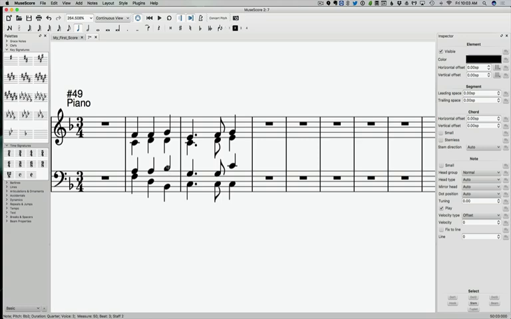So here we doubled the third with the two B flats in the bass. And that's okay. That totally works. Let's go on to here.